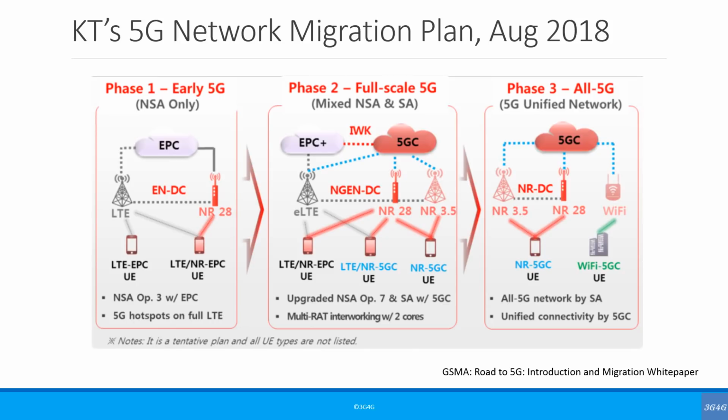Now, in that same white paper, which I've just mentioned, there is also mention of how the South Korean operator KT plans to move between different options. So as you can see, they start with option 3. Then they will probably move on to option 7 and option 2. And finally, everything will move to option 2.